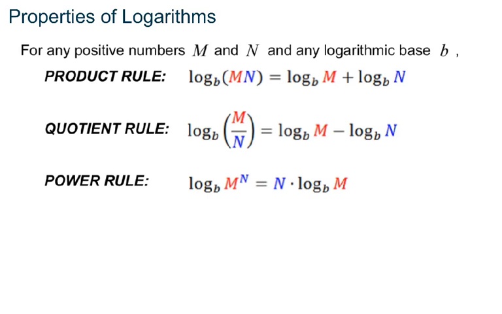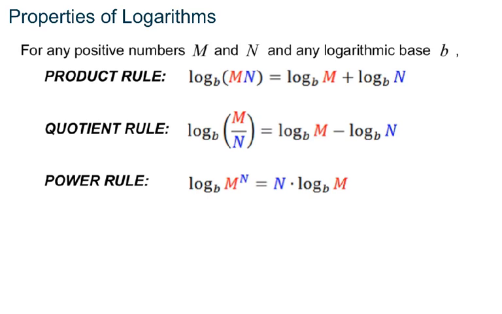And the same goes for our quotient rule. When I have a quotient in my argument, I can say log of the numerator minus log of the denominator. And then when I have a logarithm and my argument is raised to a power, that argument I can put in front and use the operation multiplication. So it would be that power times the log.